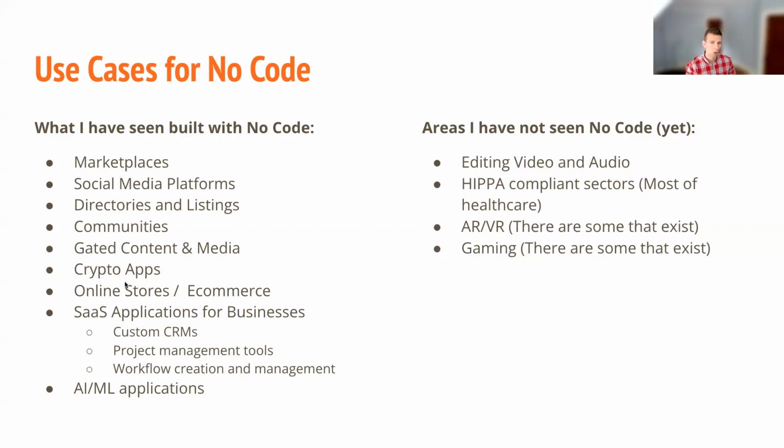I think most things crypto related can be built on no code. Any online stores like Shopify, think of how easy it is to just set up a Shopify store now. Something interesting for this group, SaaS applications. If you're trying to sell to companies some sort of SaaS app, think custom CRMs, project management tools, workflow creation or management, those work pretty well within the no-code space as well and could be applicable to some of you. And then AI is a hot topic this year.